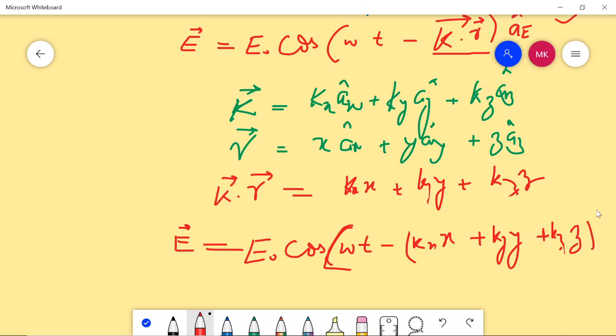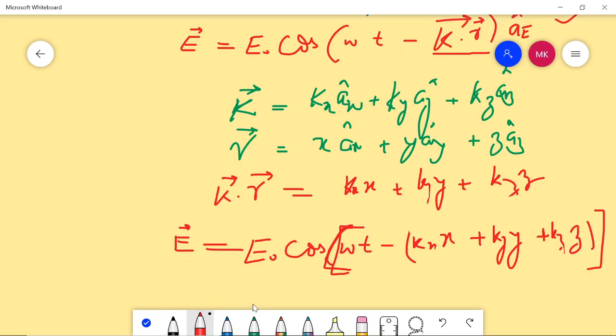So this is how the general equation looks. Here kx is the component of the k vector along the x direction. Similarly, ky is the component of this wave number vector along the y direction. Kz is the component along the z direction.